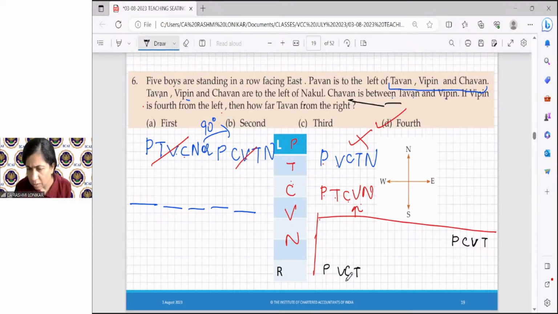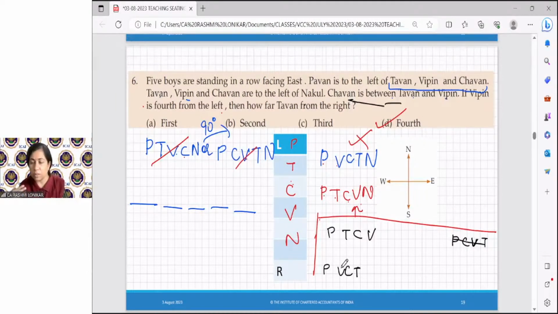Chauhan is between Vipin and Tavan. So this is also not there. So you have P, V, C, T, or you have P, T, C, V. So Vipin can be to the left of Tavan, or Tavan can be to the left of Vipin. So 1, 2, 3, 4, 1, 2, 3, 4. What is happening? Nakul: these all are standing to the left of Nakul. So I can have Nakul here or here. So N is to the left. All these boys are to the left of N.